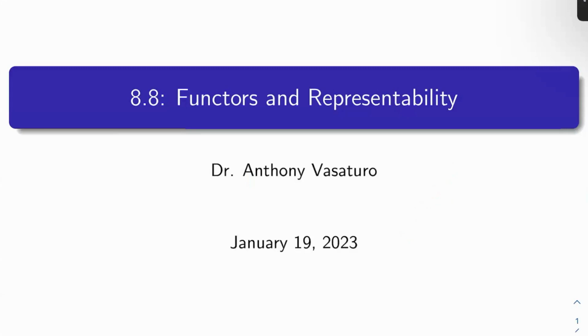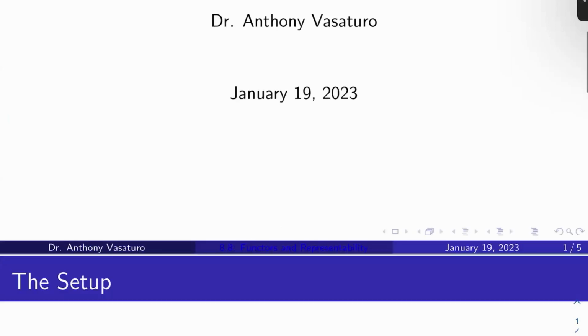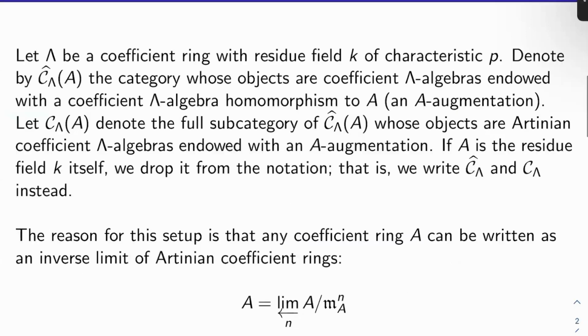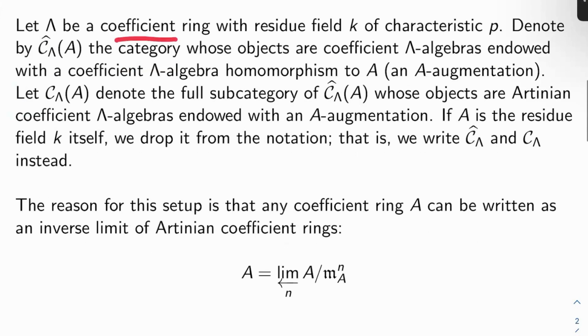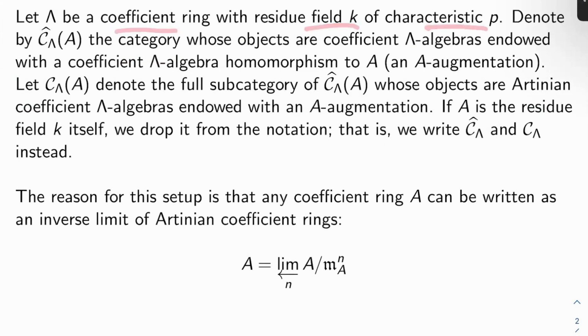Today, we're going to be looking at functors and their representability and their pro-representability. So the setup is that Lambda will be a coefficient ring with residue field K of characteristic p. C hat Lambda of A will be the category whose objects are coefficient Lambda algebras endowed with a coefficient Lambda algebra homomorphism to A, which remember we call an A augmentation.